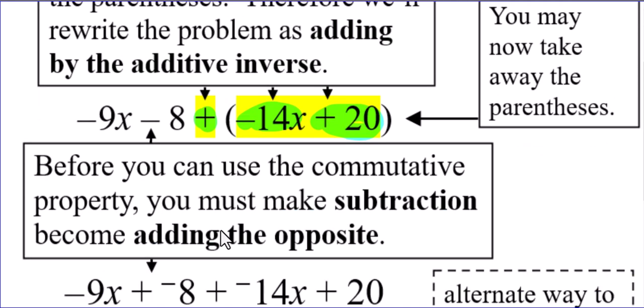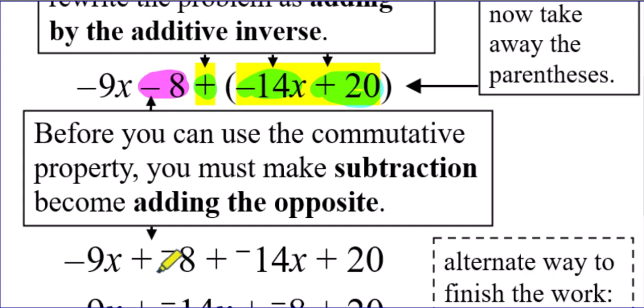Now, before I finish this problem, you do always have to look to see if you have subtraction anywhere else, and we do have it right here, so we will have to make that become adding the opposite.